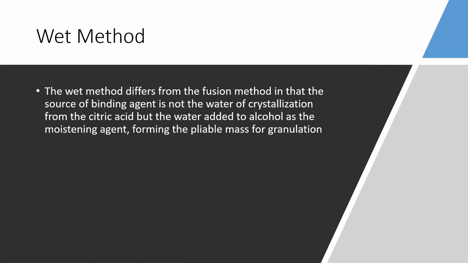So the main difference between the wet method and the fusion method is that the fusion method uses nothing. It just uses the plain ingredients. While for the wet method, you apply a moistening agent, usually alcohol, to form a wet mass. And once you have the wet mass, you're going to pass it through the sieve. Then the granules dry out, the alcohol will volatilize, and you will be left with a dry granule.